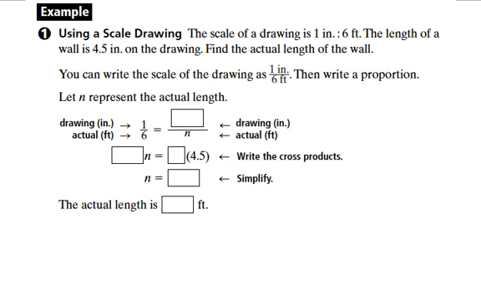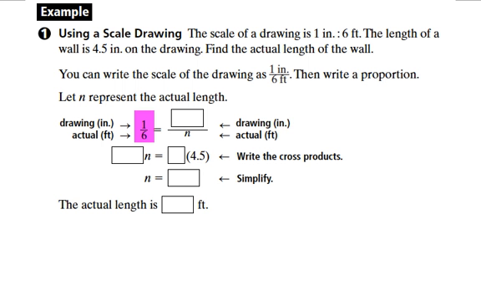Let's take a look at example 1, using a scale drawing. The scale of a drawing is 1 inch to 6 feet. The length of a wall is 4.5 inches on the drawing. Find the actual length of the wall. You can write the scale of the drawing as 1 inch to 6 feet.